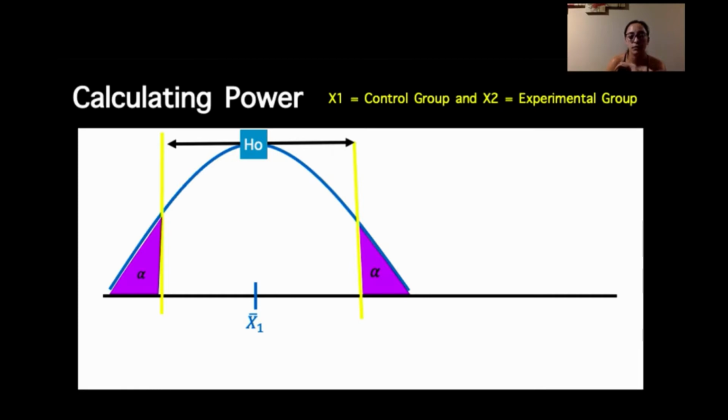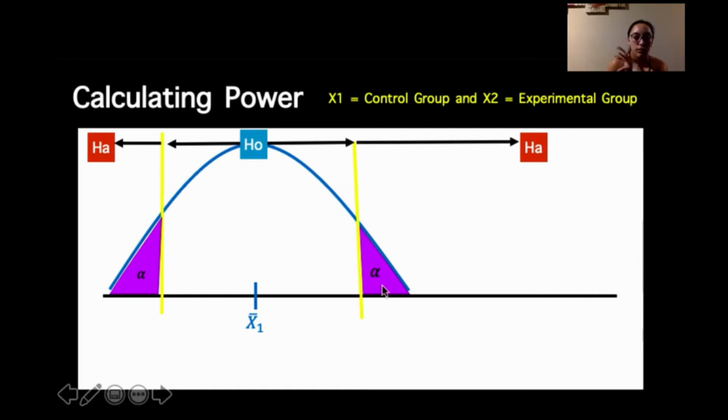If our experimental group mean lies anywhere within our regions of rejection, we can reasonably say that, with whatever amount of error we were willing to accept, our experimental group is different from our population. Or our experimental group is different from our control group, which is representative of the population. So the distance from our mean of our control group to alpha is a z-score. So we'll just call that z alpha.